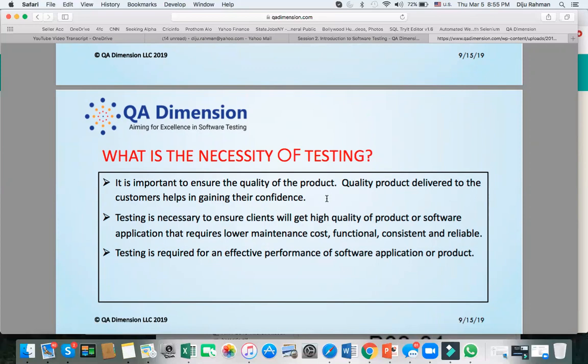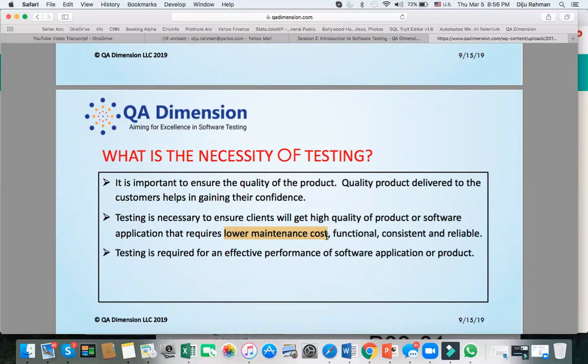The quality product delivered to the customer helps in gaining their confidence. It means good product means good customer service. Testing is necessary to ensure clients will get high quality products or software applications that require lower maintenance cost, and are functional, consistent, and reliable. Maintenance cost is a new thing for you guys. So think of it this way: if we find some issue ahead of time, we are able to fix it without spending a lot of money, correct?